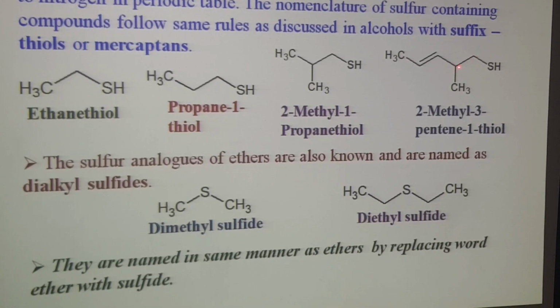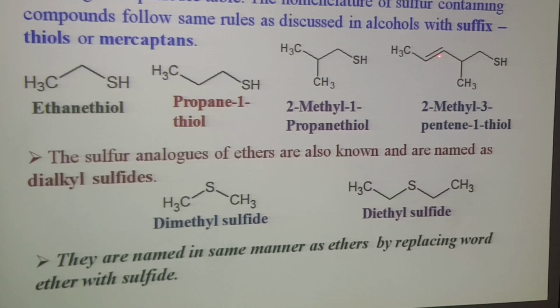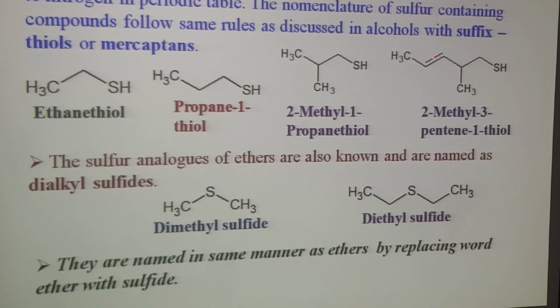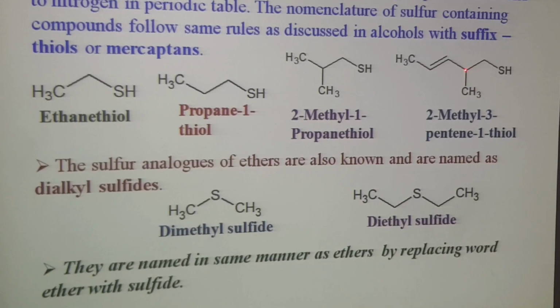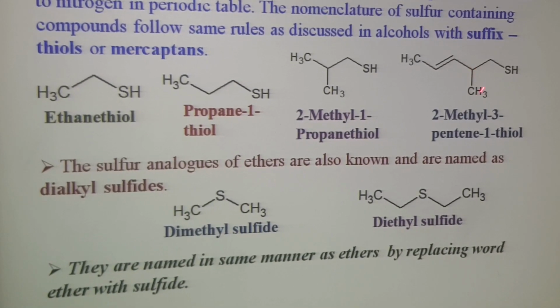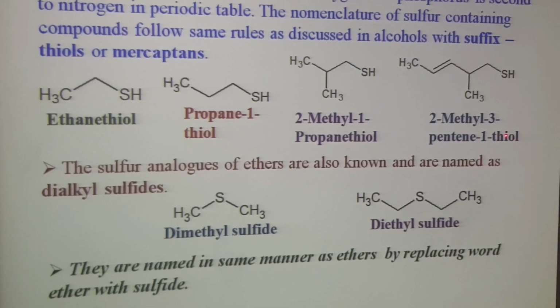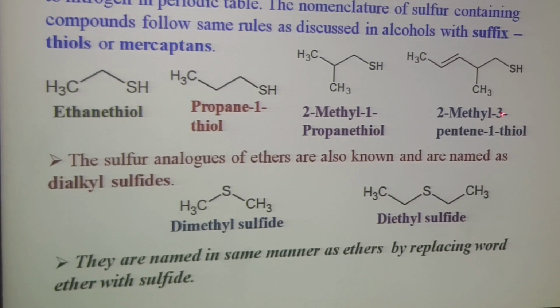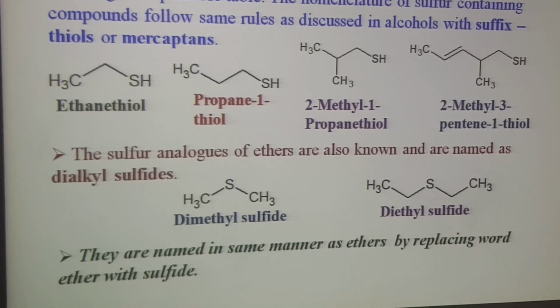Here we have 1, 2, 3, 4, 5. Pent is the root, okay, and here we have a carbon-carbon double bond at carbon 3 and 1 methyl group at position 2. So the name of this molecule is 2-methyl-3-pentene-1-thiol. So you mention the position of this carbon-carbon double bond and this methyl.